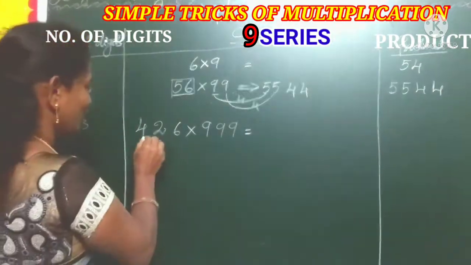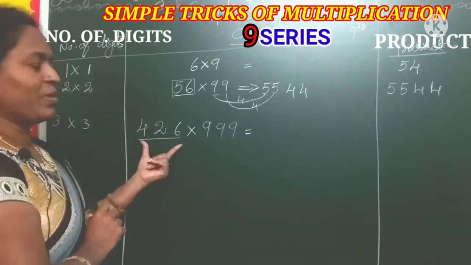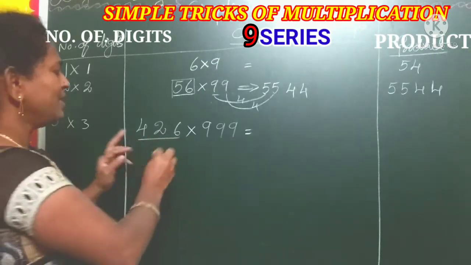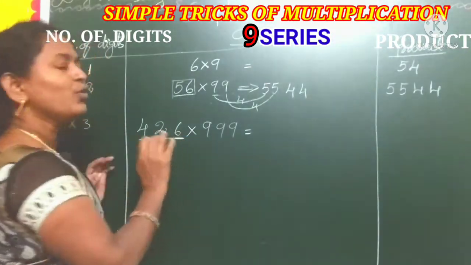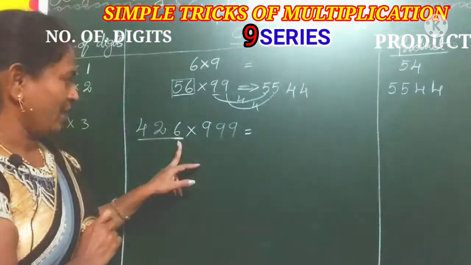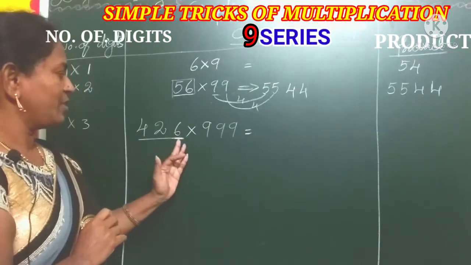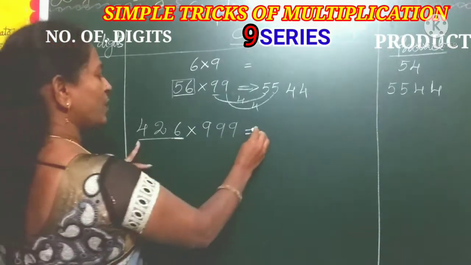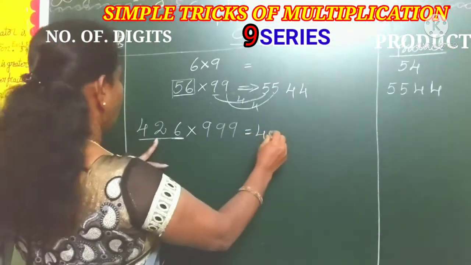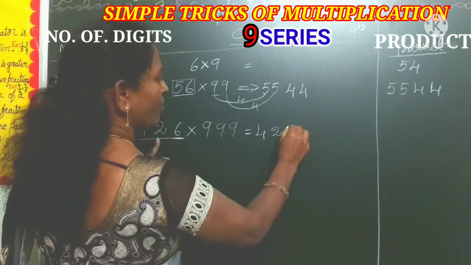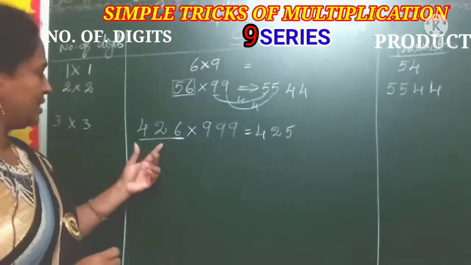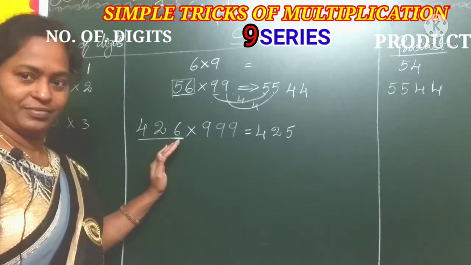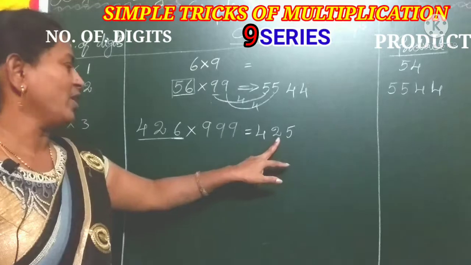See, first what should we do? Already I said, subtract 1 from this number. Subtract 1 means the number just before. Here it will change only the unit place. Here 6 is there. Minus 1 means 5. So only the unit place will change, which gives 425. We just subtract 1, that means 425.